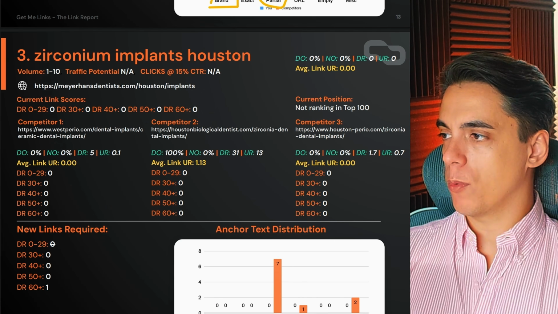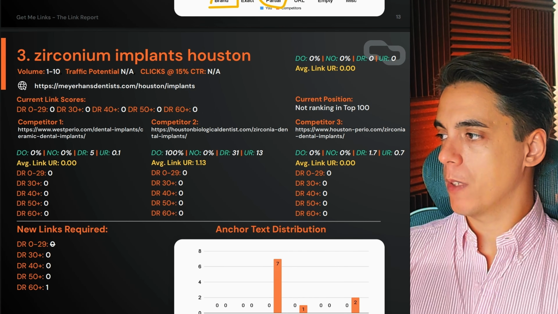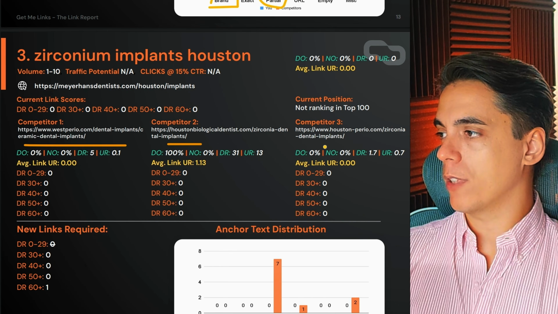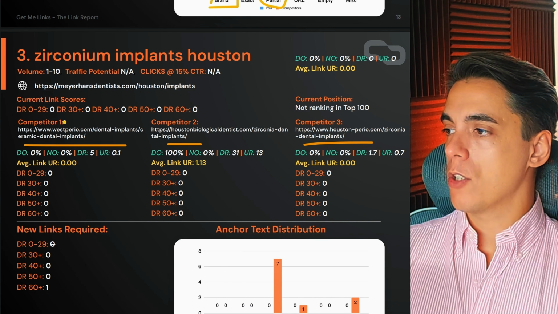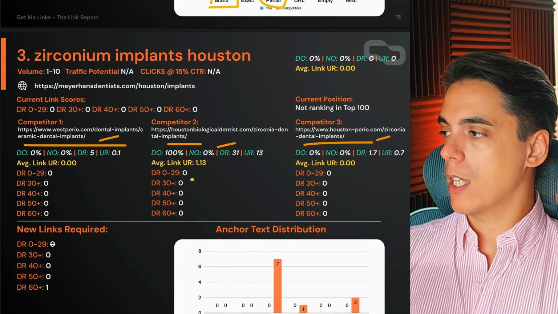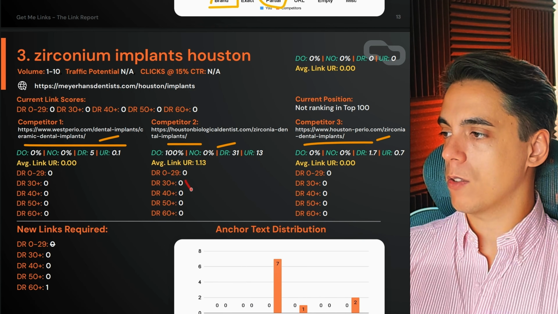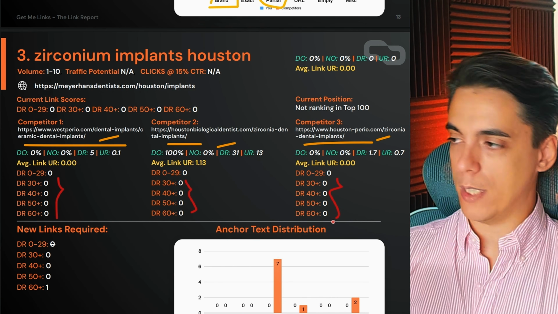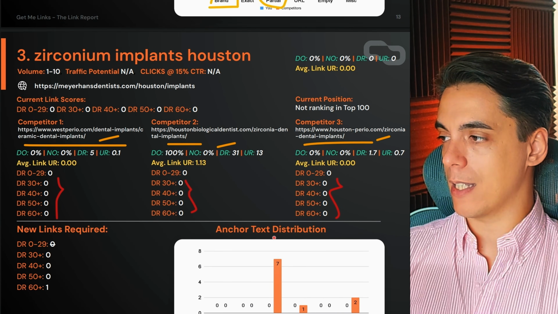Now, amazing. What do we do now with these implants? Well, very similar case, okay? West Perio, Houston Biological Dentist, and Houston Perio. So the really good news here is they're all ranking with internal pages. And as you can see, none of them has a single backlink on these internal pages. Well, a single backlink of quality, that is, right? The backlinks that matter.